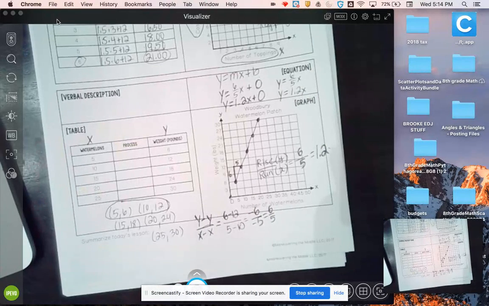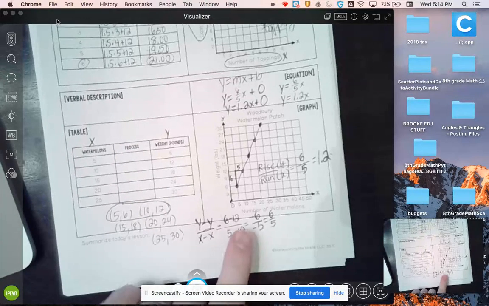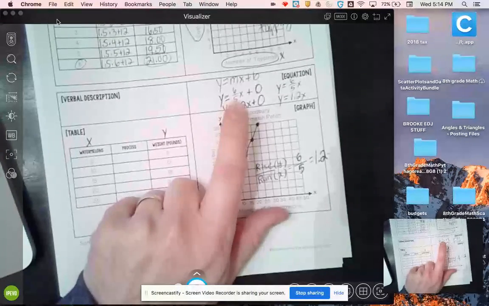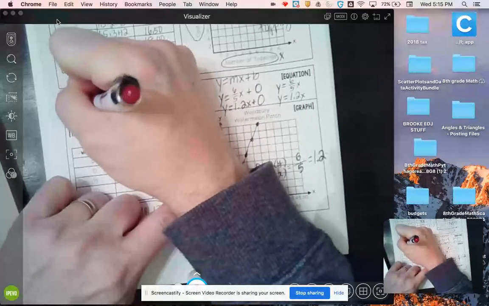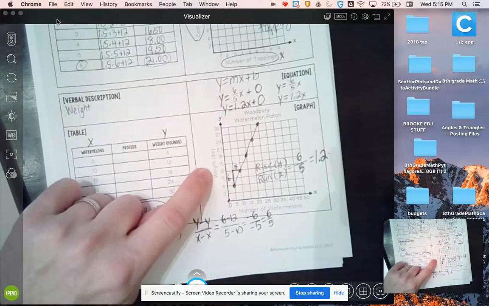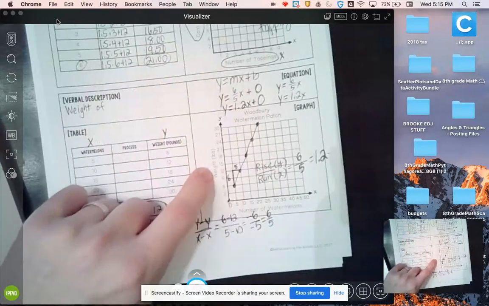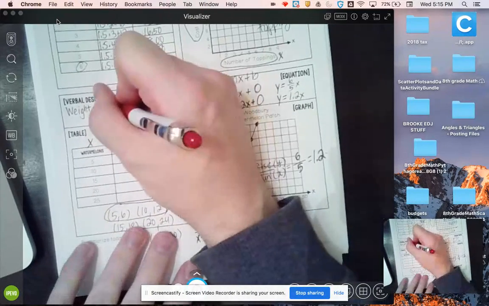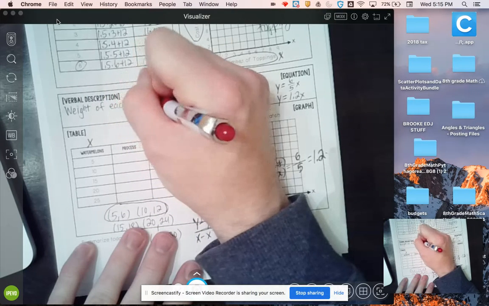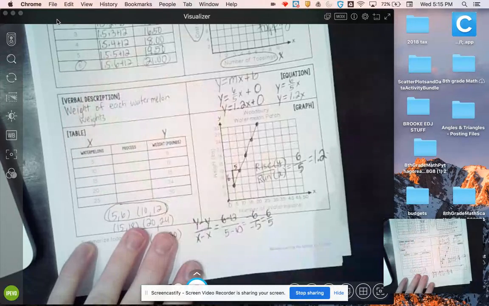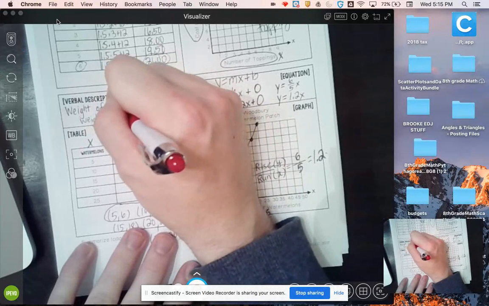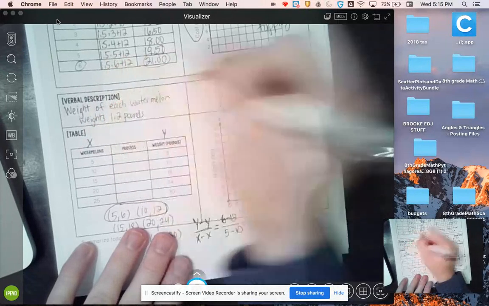Well, how do I write my verbal description? Well, all I'm going to do is just tell what I've got here. So let's illustrate this. So the y represents what? Weight. So we put weight, right? The weight of, and we got to use that word, each watermelon weighs, how much does each watermelon weigh? 1.2 pounds. There it is.